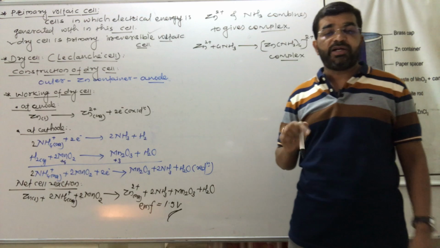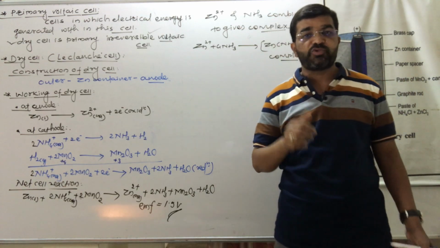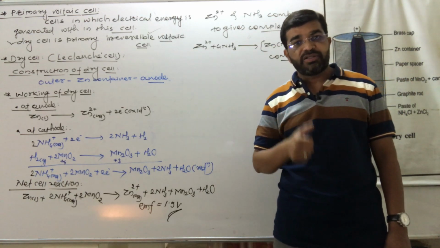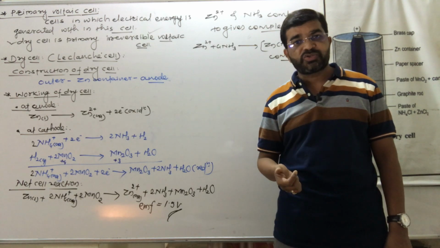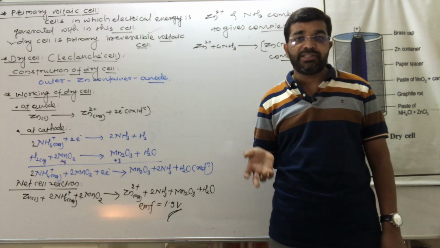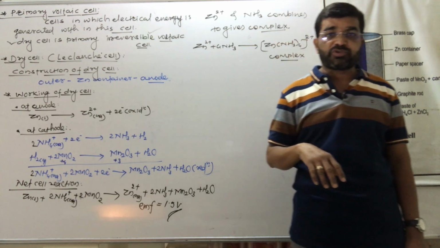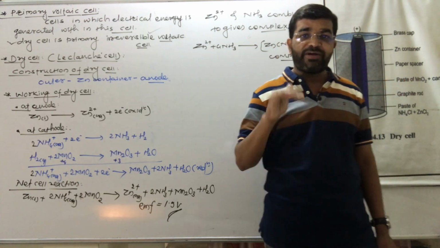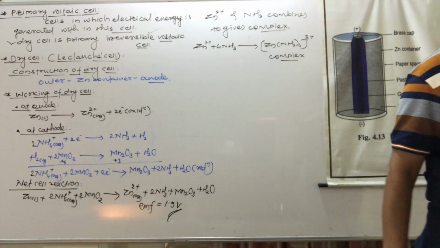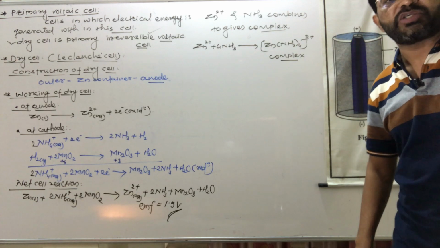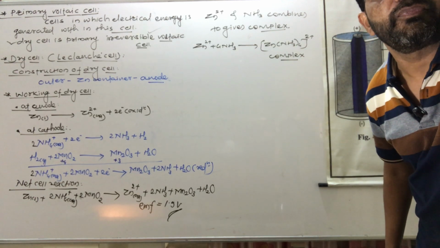One more point you have to remember is the uses. Dry cells are used in transistors, torches, and wall watches. Now we have to study another type of galvanic cell.